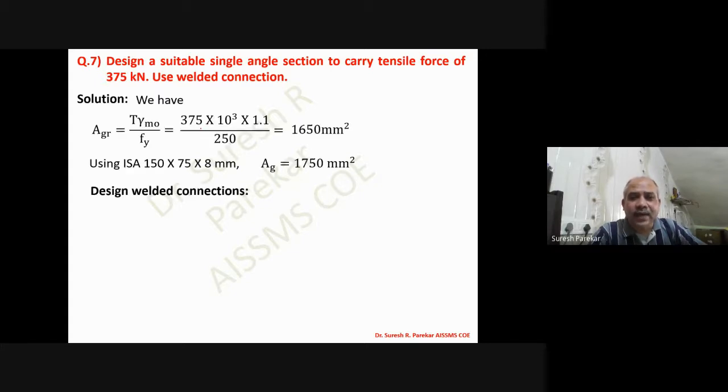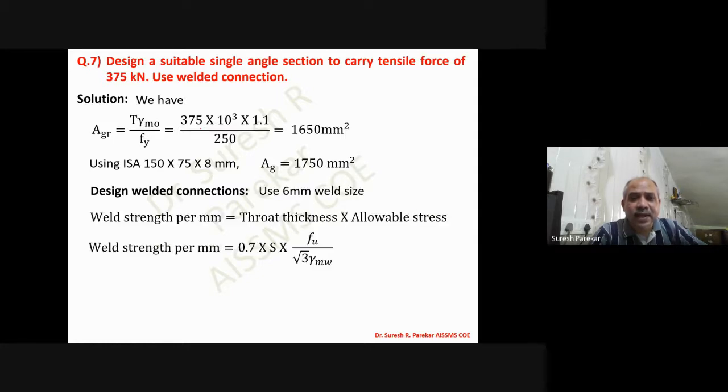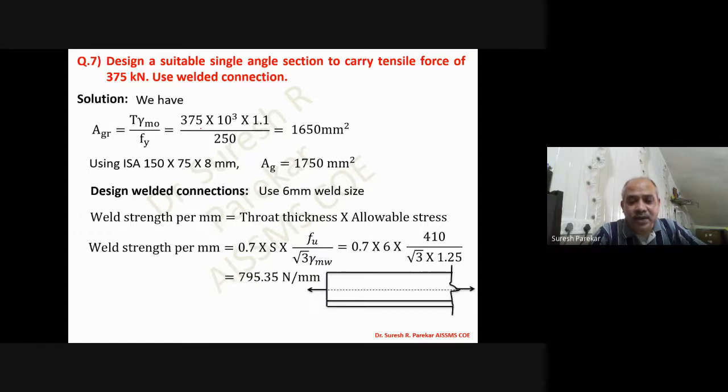So Ag required. Now this part we have the same, we have provided 150/75 with 1750 millimeter square. We have considered 6 millimeter weld size. Thickness of the angle is 8, so we are going with 6. Minimum we have 3 millimeter. Now this will give me weld strength per millimeter, and that value we have 795.35 kilonewton.